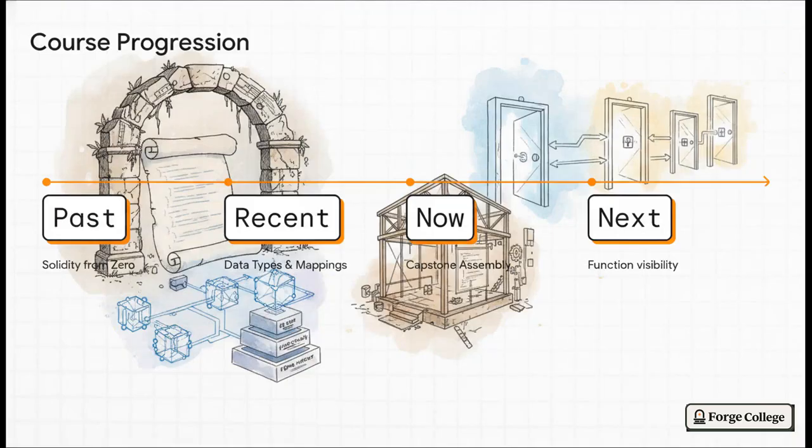Take a look at your journey across this curriculum. You started in the past with the absolute basics of Solidity from zero. Recently, you mastered data types, structs, and mappings. Today, right now, you successfully conquered the Capstone assembly. You proved your blueprint is complete, your storage layout is rock solid, and your public interfaces are stable, which means next up, you get to tackle function visibility fundamentals.